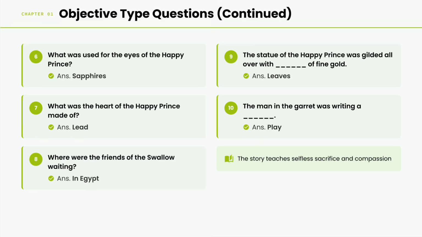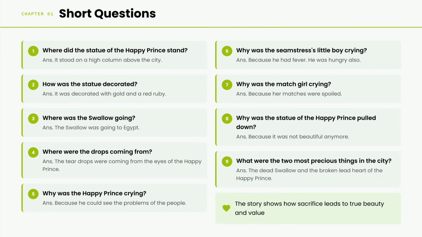Question 9. The statue of the Happy Prince was gilded all over with underscore of fine gold. Answer. Leaves. Question 10. The man in the garret was writing underscore. Answer. Play. Now let's move to the short questions from chapter 1.